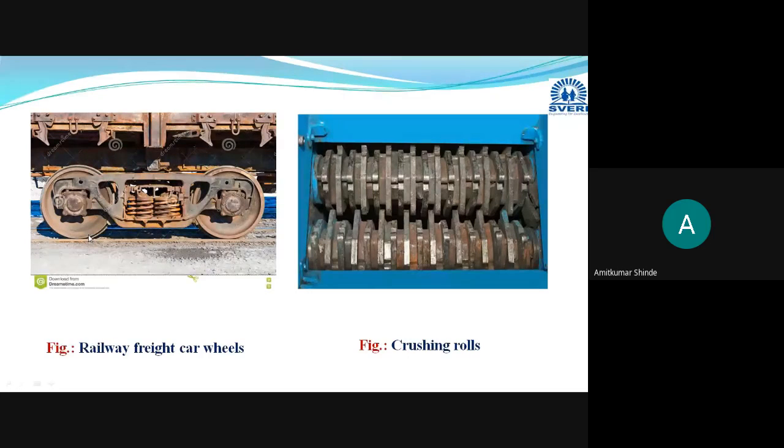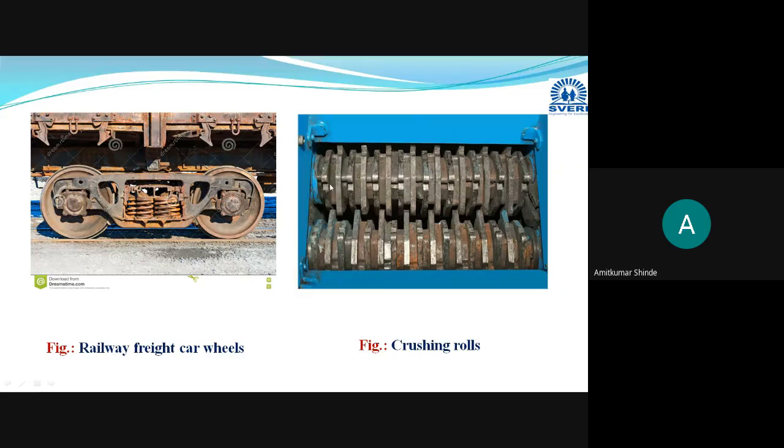There will be more material loss due to the friction between the track and these wheels. To avoid that, we require a surface which has high wear resistance and high hardness, and at the center, to carry the large amount of load, this wheel should possess more ductility and toughness. That is provided by the graphite present, and on the surface cementite, the white cast iron, provides the hardness and wear resistance required. So these railway freight car wheels are manufactured from chilled cast iron.